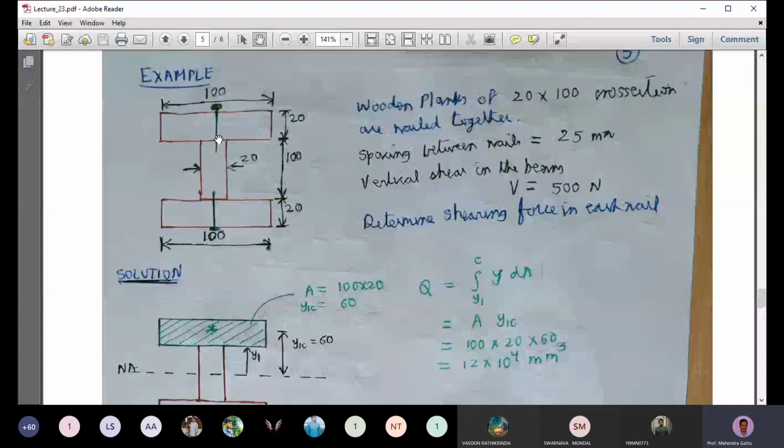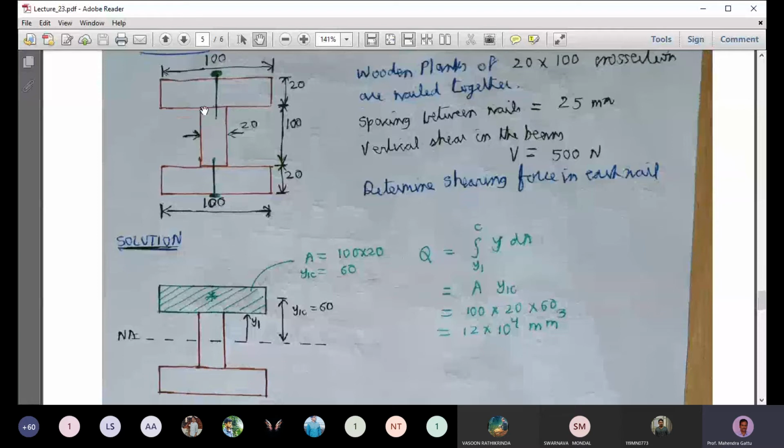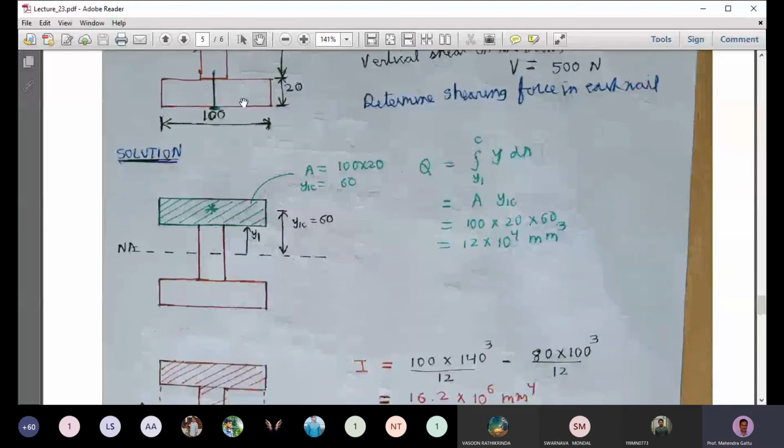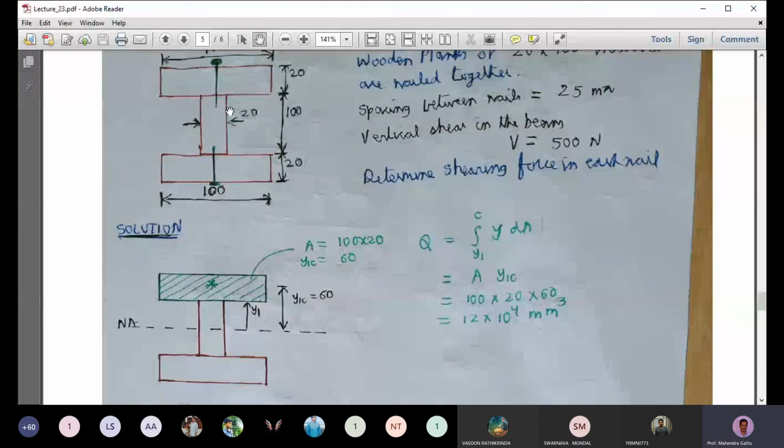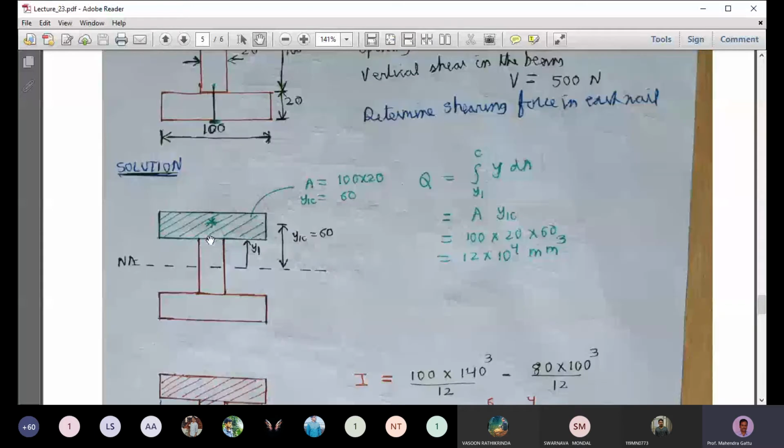So to find how much shear the nail is resisting, we will look at the horizontal shear acting at that location, at this interface. For analysis, we are interested in the horizontal shear acting at a distance y1 equal to this distance, half of 100, which is 50. So we are looking at the shear coming here.